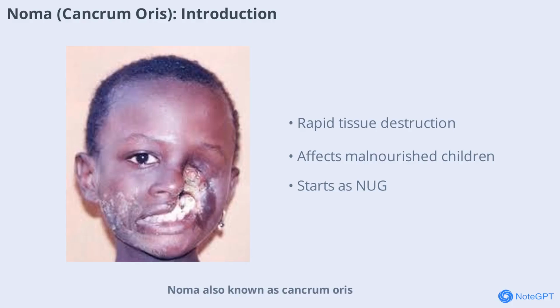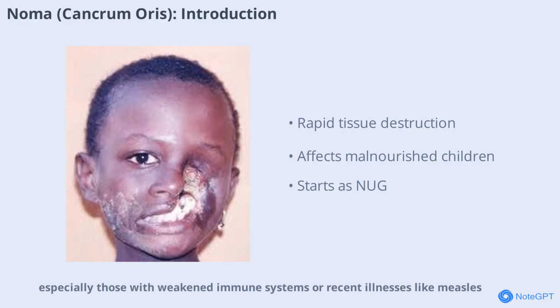Noma, also known as cancrum oris, is a devastating infection that causes rapid and severe destruction of the oral and facial tissues. It is most common in malnourished children aged 6–10 years, especially those with weakened immune systems or recent illnesses like measles. The disease often begins as NUG and quickly progresses to involve the cheeks, lips, and jawbone, leading to large areas of tissue loss.